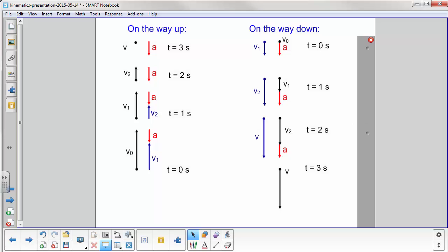The acceleration is always down, and the object continues to speed up as at each point the acceleration is increasing its velocity. And at the bottom, it has the exact same speed as it did when it started, so v0 here equals v final here. And the velocity is different in that the direction is different, but the magnitude is absolutely the same.